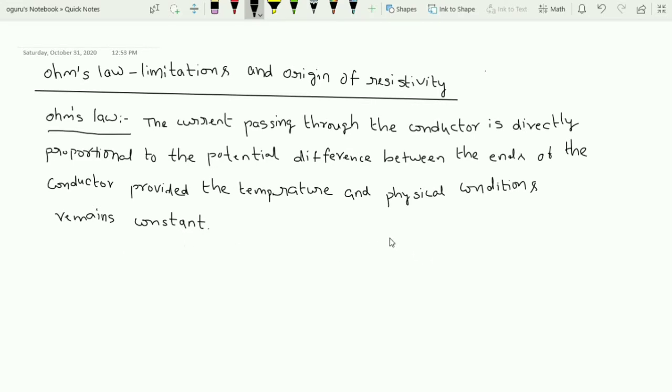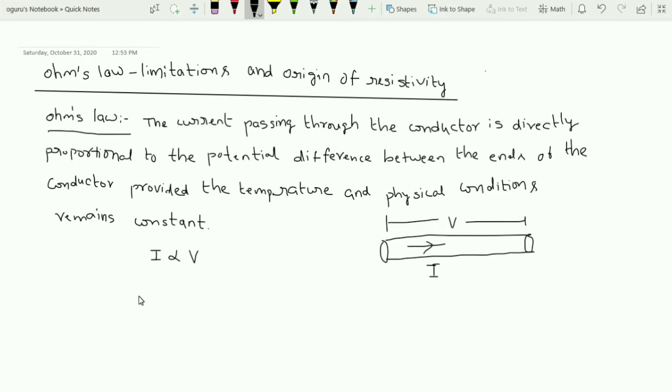So let us consider, say, a conductor. This is the conductor. The potential difference between the ends of the conductor is, let us say, V. Now the current passing through the conductor is, let us say, I. I is the current passing through the conductor. Now according to Ohm's law, the current passing through the conductor I is directly proportional to the potential difference between the ends of the conductor.